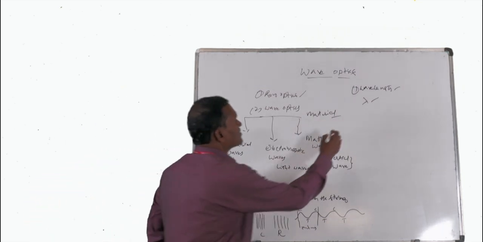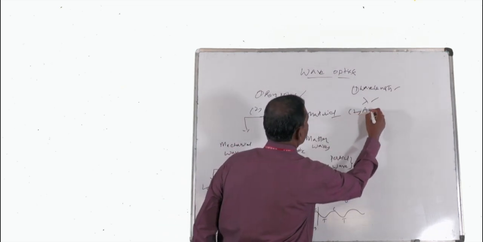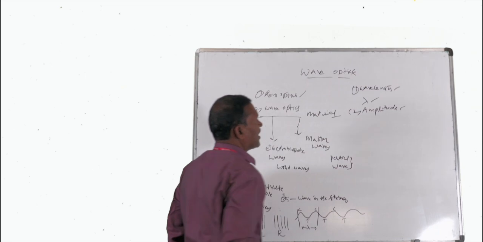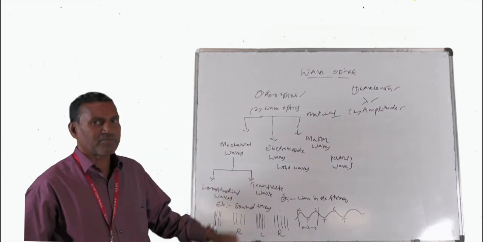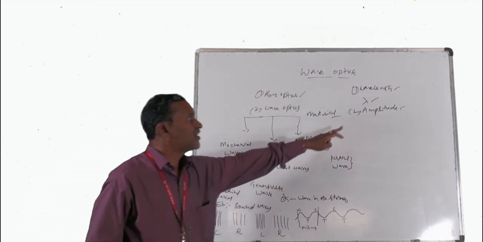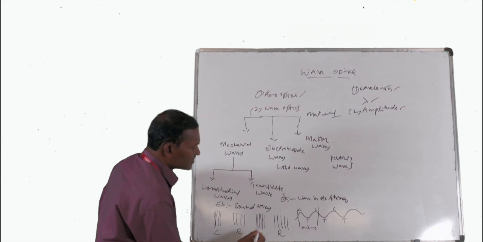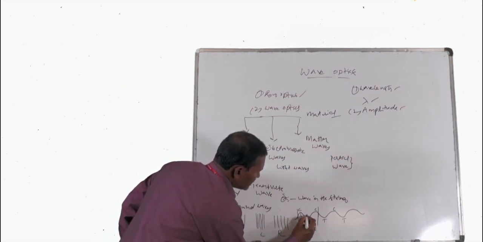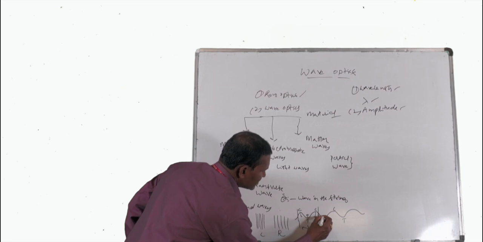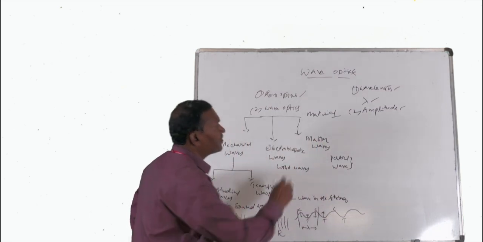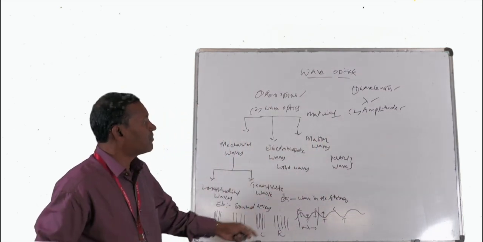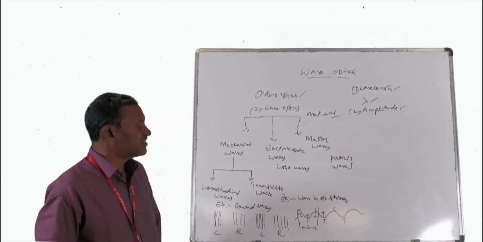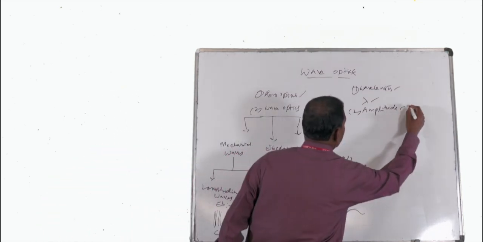Next, what is amplitude? Amplitude means the disturbance of the particle. In this case, this is the amplitude, this is the amplitude, and this is the amplitude. The disturbance of the particle in a wave is called amplitude. It is represented with capital A.